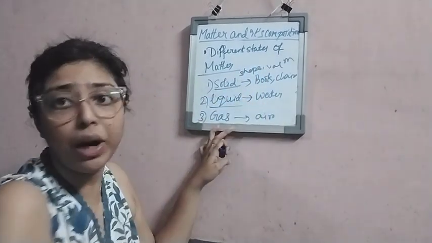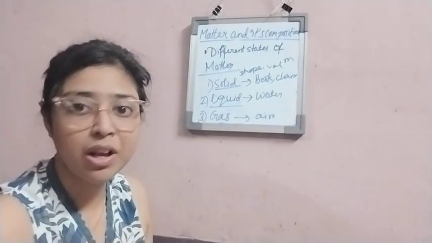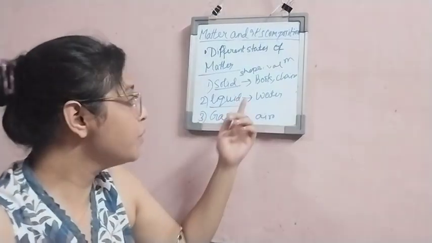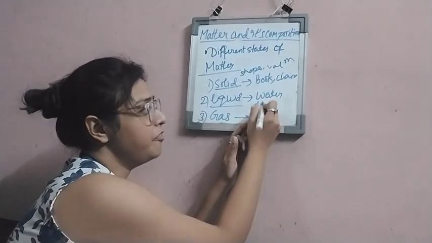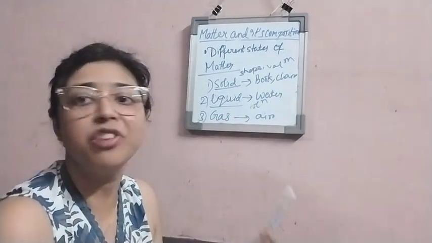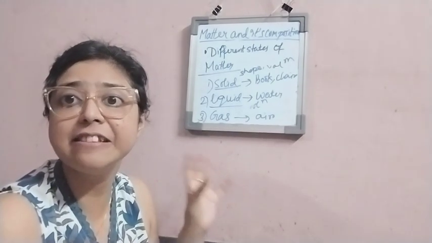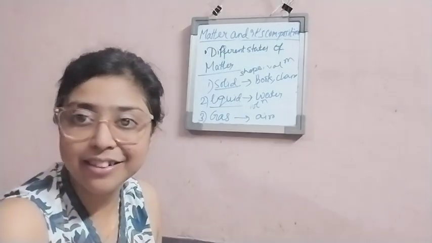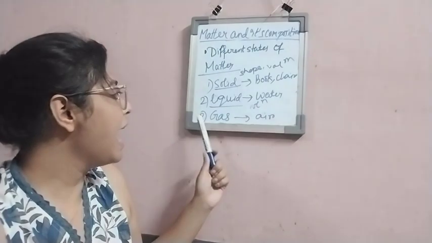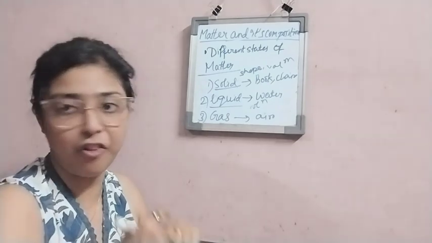In case of liquid water, it has a fixed volume, but it doesn't have any fixed shape. It takes the shape of the container. Not only water, the liquid state of matter doesn't have any fixed shape. It takes the shape of the container. So it doesn't have a specific shape, but it has a specific volume. And in case of gases, it doesn't have any specific shape or any specific volume.